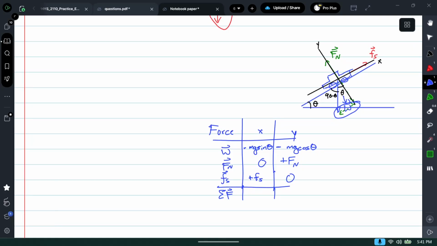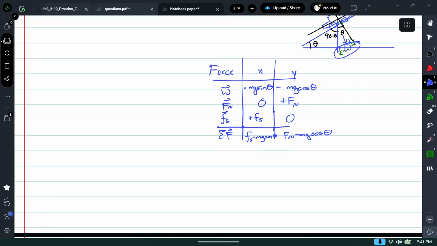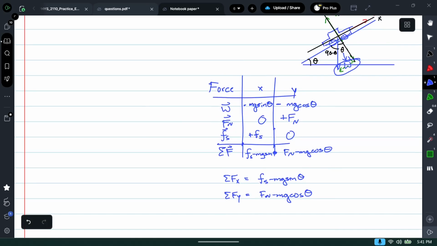All right, I find my net force in the X direction by adding the forces along the X. Find it in the Y direction by adding forces along the Y. I just don't like negatives out front. That's just a me thing. All right, I'm guaranteed by the second law that I can set these equal to mass times acceleration.